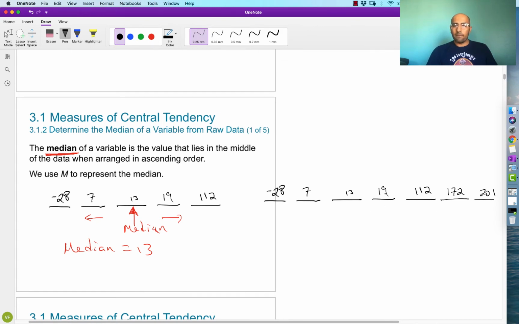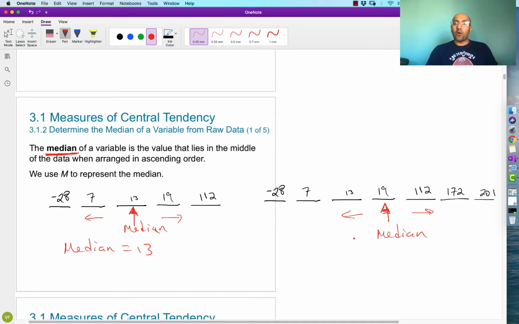Okay, well now the 13 is no longer in the middle, right? Now adding more values did change it. If we added 2 more numbers, now it makes sense that the 19 is the one right in the middle. That's going to be the new median. Notice that there are 1, 2, 3 numbers this way, 1, 2, 3 numbers that way. It makes sense that this one is going to be the median. Good, median, and it equals 19 in this case.